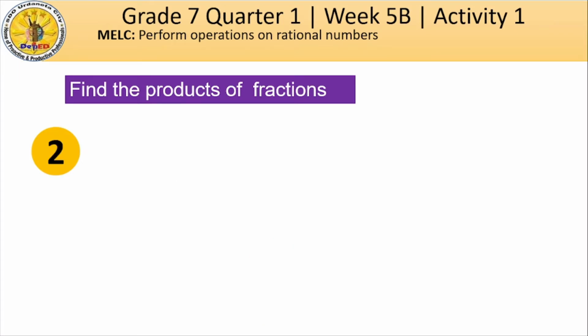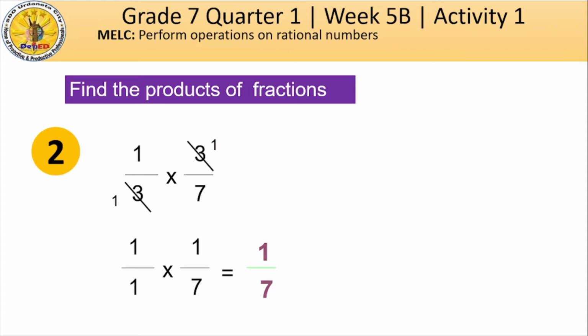Let's try example number 2. Let us try to find the product of the fractions 1/3 and 3/7. So as we could see here, pwede nating i-reduce ang both fractions into lowest terms. Since both 3 and 3 of the other fraction are both divisible by 3. So 3 divided by 3 results to 1. And then, let us rewrite this. 1/1 multiplied to 1/7 is equal to 1/7. Therefore, 1/3 multiplied to 3/7 is equal to 1/7.